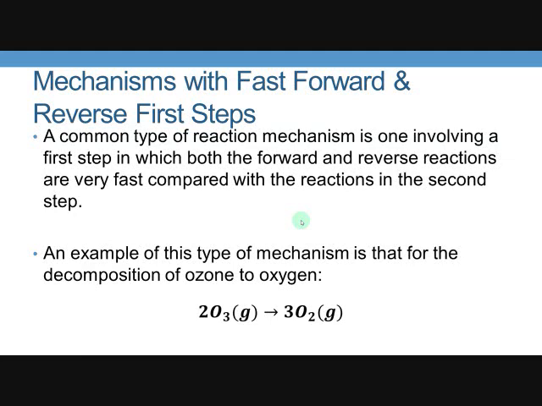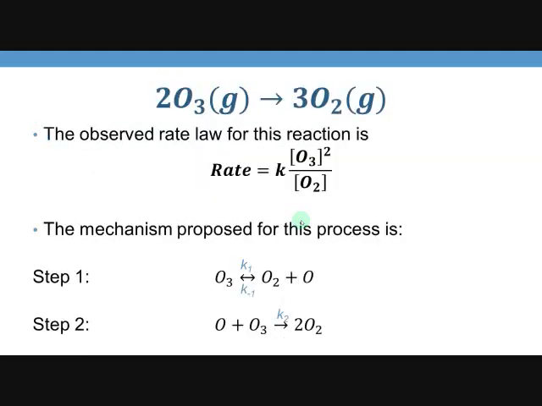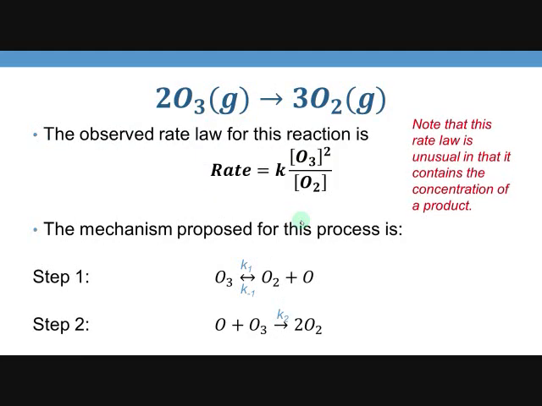So let's look at, for example, the decomposition of ozone to oxygen. A proposed mechanism is shown below, and then the observed rate law is also given. Now note here, do you see how in the rate law the product is involved? That hasn't been a part of what we've seen so far. This is very unusual, but that is what has been observed. That's what they saw by experiment. So we have these two steps for the mechanism to decompose the ozone into oxygen.